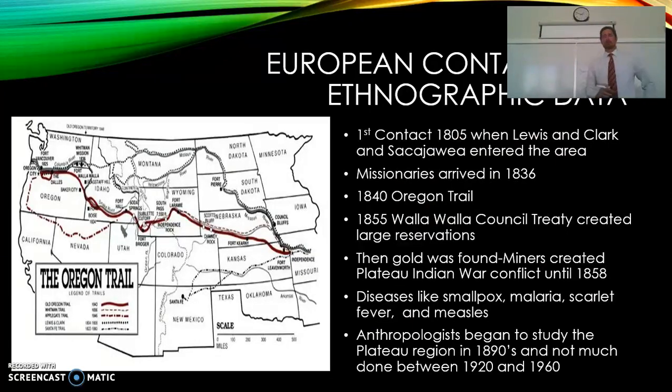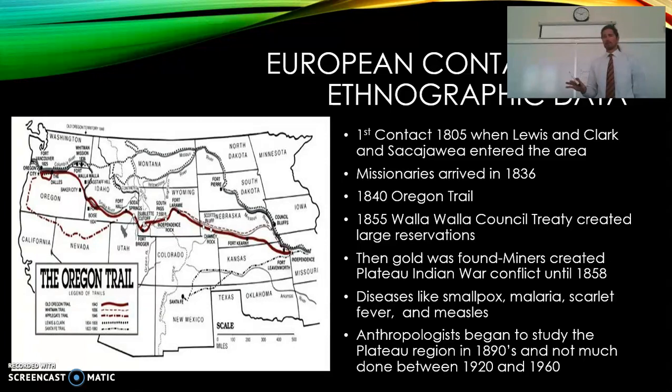All right, in terms of European contact and ethnographic data, first contact is 1805 with Americans, when Lewis and Clark and Sacagawea enter the area. Shortly after that, 30 years later, missionaries arrive. There is a contentious relationship between missionaries and the locals. The missionaries were not nice to the locals, at least in the historical record. They force converted. The natives ended up killing some of the missionaries because of this whole forced conversion. It was not a good relationship.